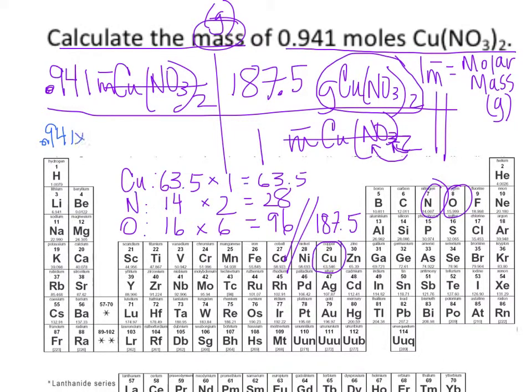0.941 times 187.5, okay? And I don't like the fact that I put it just under here, but that's why I changed colors. And then when you do that multiplication, you will come up with the number 176 grams of copper nitrate.